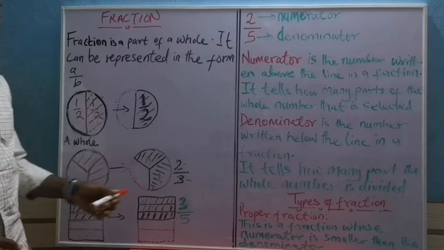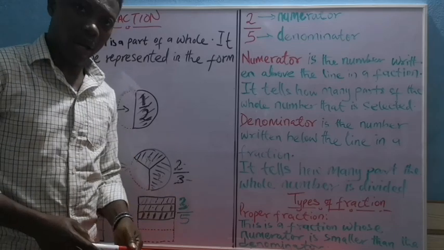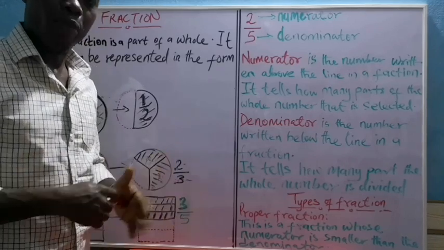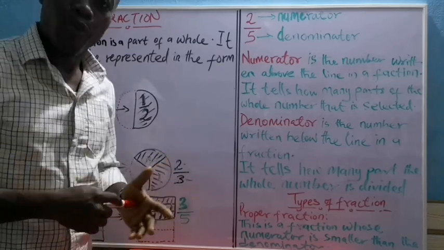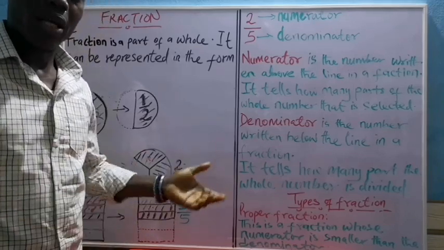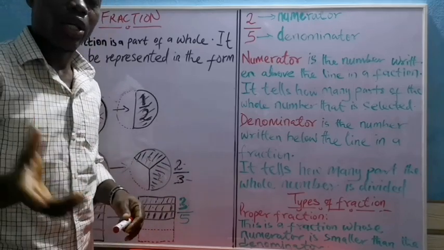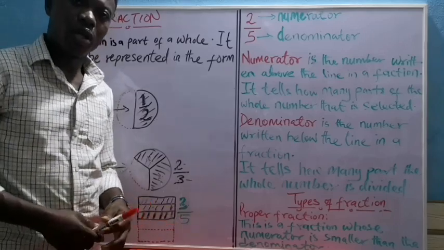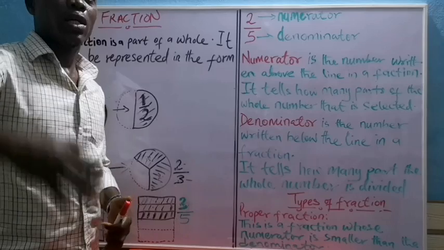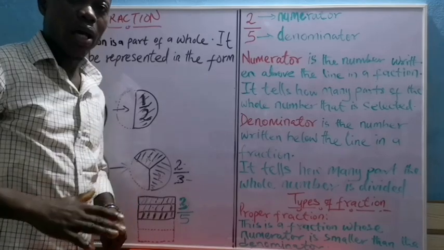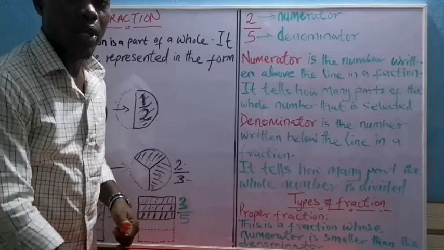Okay, now we're actually going to look at types of fraction now. We'll be discussing only 3 types of fraction: the proper fraction, the improper fraction, and the mixed number. We have other types of fraction, but we'll just take only 3. The first one is proper fraction. Proper fraction is when the number at the numerator is smaller than the number at the denominator.